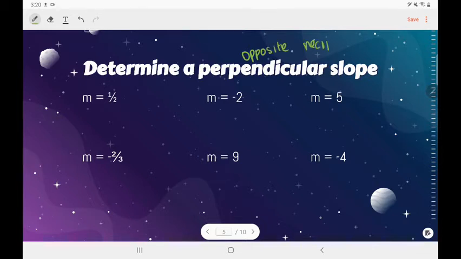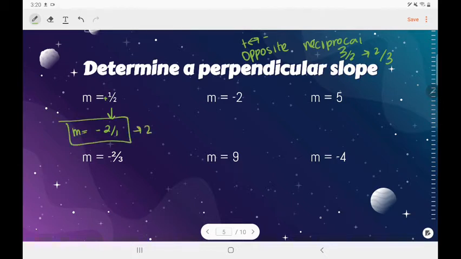Now, if I'm talking about perpendicular slopes, remember it has to be the opposite and reciprocal. Remember, opposite is positive to negative and back. Reciprocal, 3 over 2 would switch to 2 over 3. So perpendicular, 2 over 1, and since this was positive, it changes to a negative. I could just write it as negative 2. Negative 2, opposite reciprocal. Remember whole numbers can be written as fractions over 1. So that flips to 1 over 2, and I'm going to change the negative to a positive.